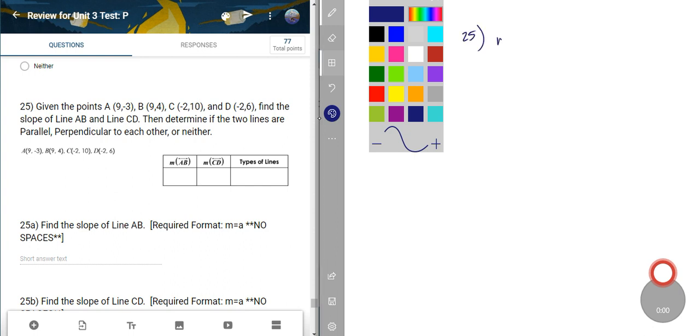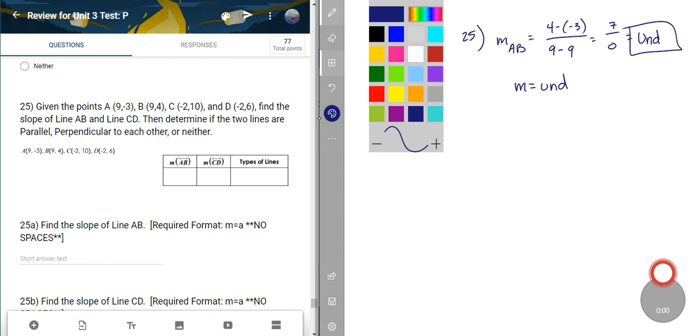25. Slope of AB equals 4 minus -3 over 9 minus 9 equals 7 over 0. Oh my gosh, what happens when I divide by 0? The world blows up. No, we just call this undefined for the moment, right? And I'm going to encourage you to use UND for your simplification of this. That way you don't have any spelling errors with undefined.